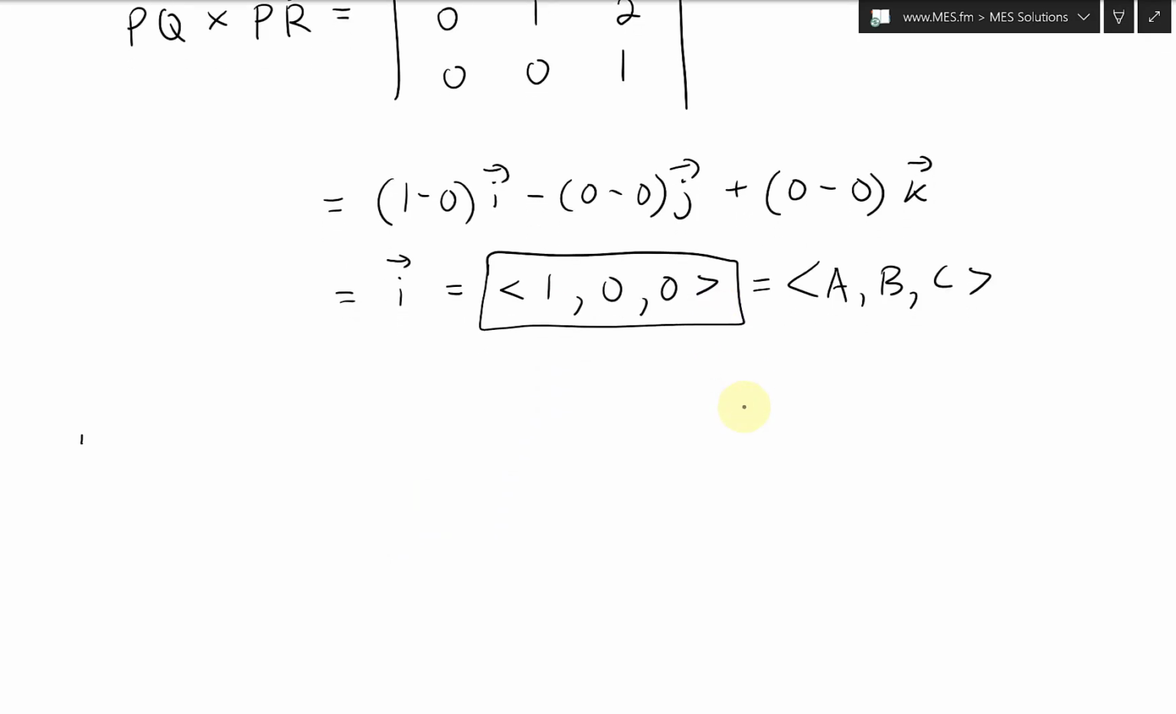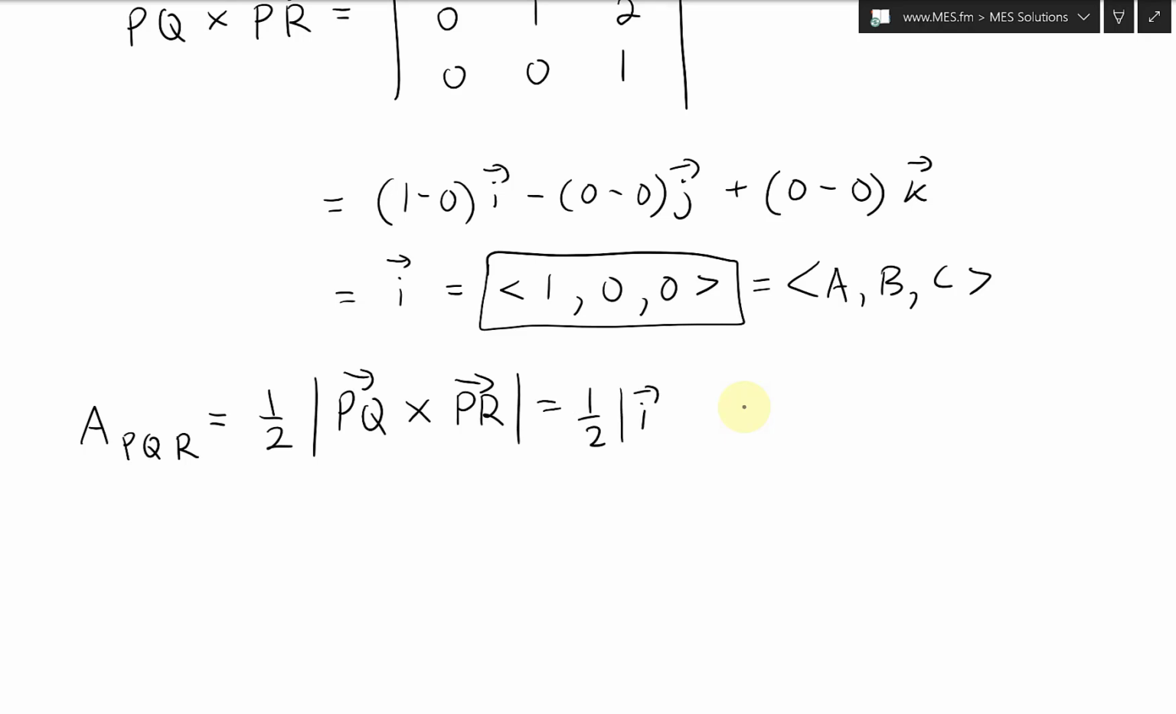And now the area of PQR, remember, is just 1/2 the cross product length. 1/2 cross product length, like that, PR. And this is equal to 1/2 of the length of this vector I, which is 1/2 square root of 1 squared plus all the other components squared. 0 squared, these all vanish, it just becomes 1 squared, which is 1. This equals 1/2. So the area is 1/2.